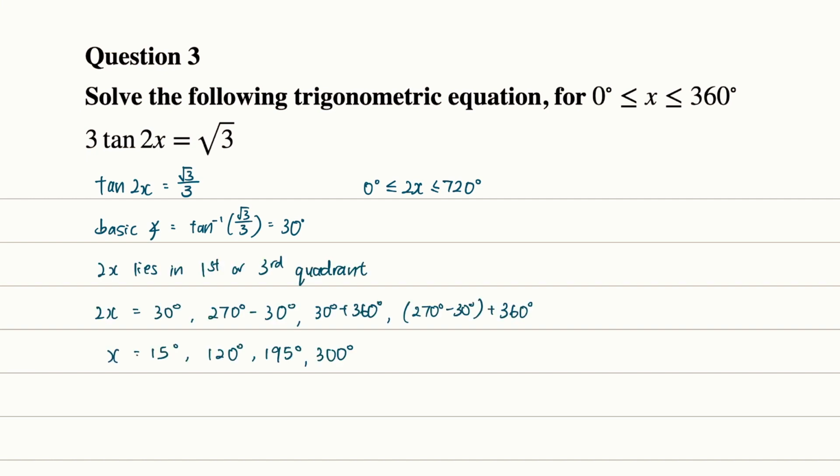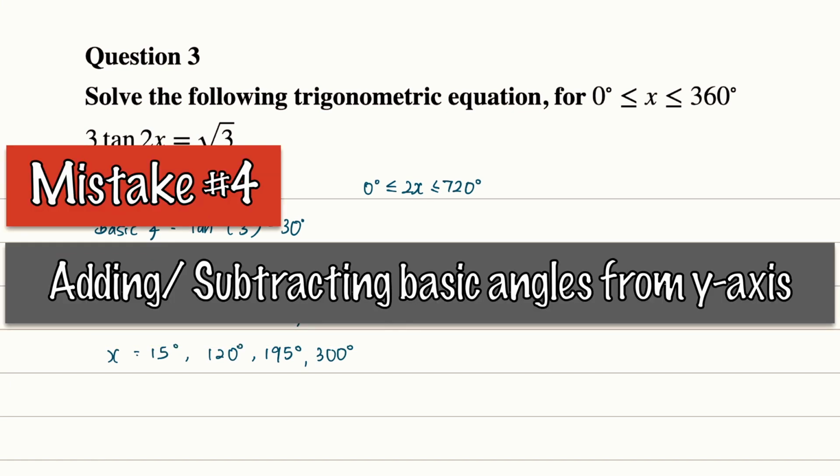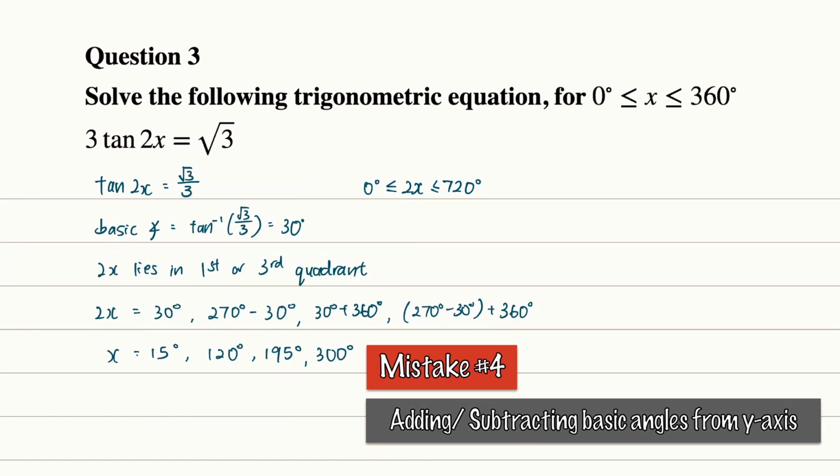The quadrants are also identified correctly. 2x lies in the first or third quadrant because tangent 2x is a positive ratio for this case. But let's look at the last line over here. 2x is equals to 30 degrees, 270 minus 30, 30 plus 360, 270 degrees minus 30 plus 360. Now this is where mistake number 4 comes in, where these answers circled over here takes reference from the y-axis.